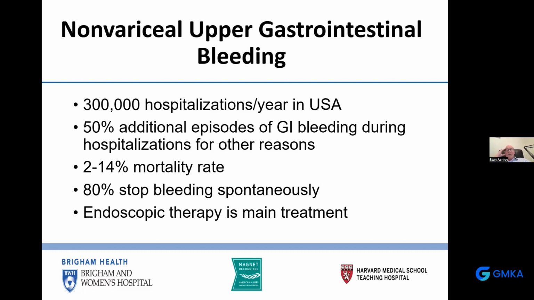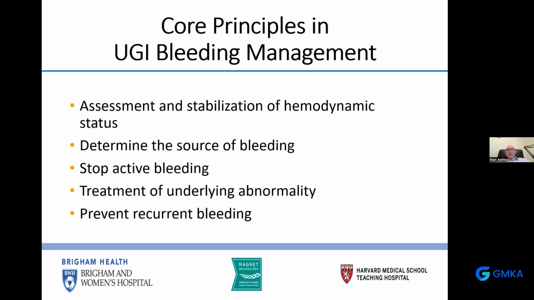The reality is that 80% stop spontaneously before we do anything, but a significant percentage of those rebleed, and the main therapy is endoscopic. Core principles in managing upper GI bleeding. The first part is assessing hemodynamic status and resuscitating. Then we want to determine the source of the bleeding, intervene to stop active bleeding, and then treat whatever's caused the bleeding and prevent recurrence.